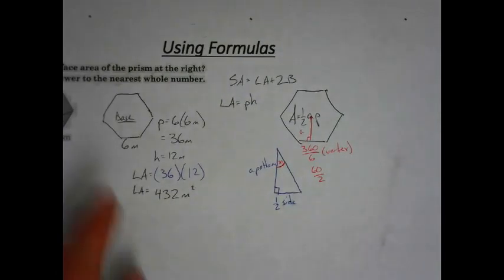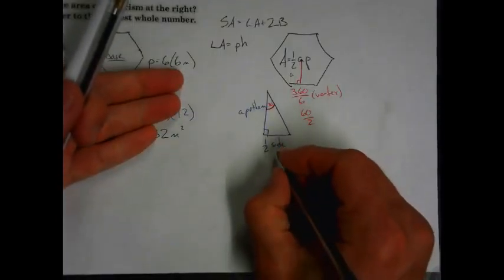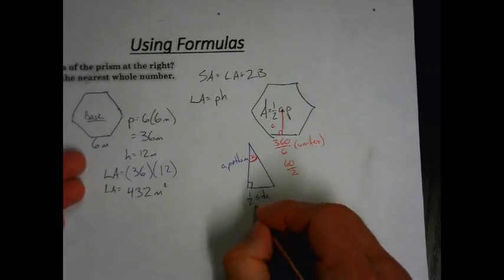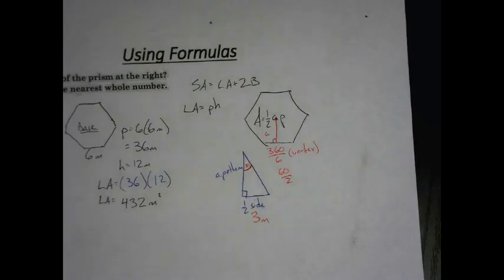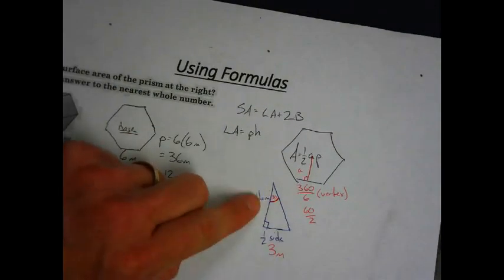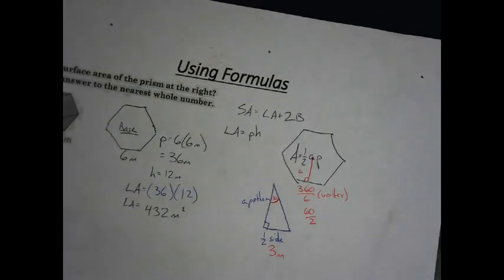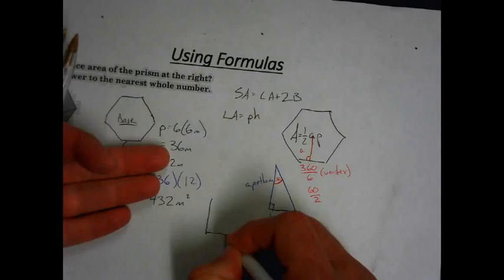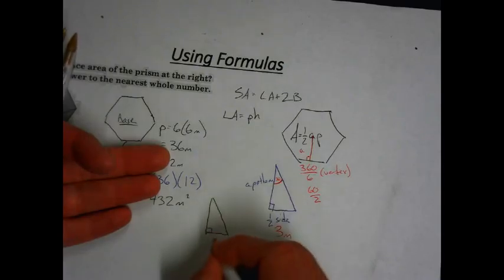Now, since one whole side length is 6, half the side length is going to be 3. So this will be 3 meters here. Since it's 3 meters here, we have a 30-degree angle. 3 meters is our short leg. That means our long leg in the 30, 60, 90. Hopefully you remember the 30, 60, 90 triangle. Quick review. We have a short leg of 1.